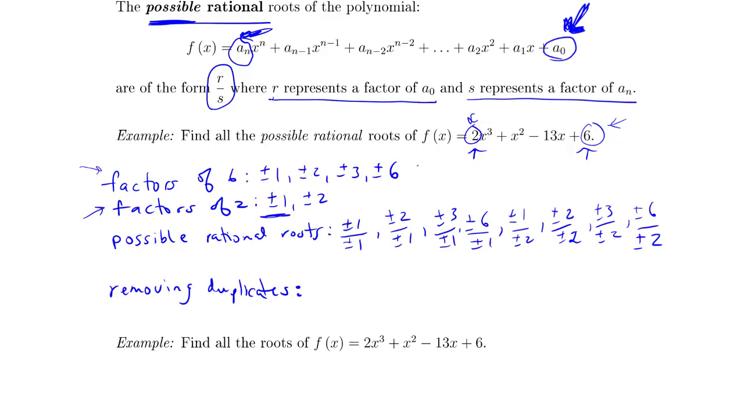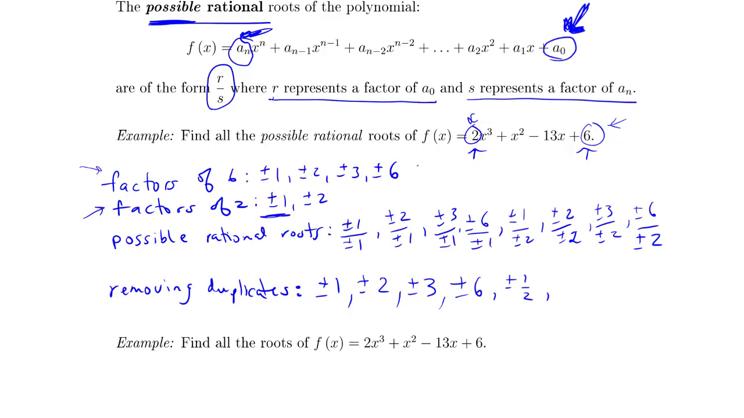Plus or minus 1 over plus or minus 1 will only give us plus or minus 1. Plus or minus 2 over plus or minus 1 will only give us plus or minus 2. And plus or minus 3 over plus or minus 1, plus or minus 3. And similarly for the 6, plus or minus 6. Plus or minus 1 over plus or minus 2 would only give us plus or minus a half. Plus or minus 2 over plus or minus 2 is just going to give us 1 or negative 1.